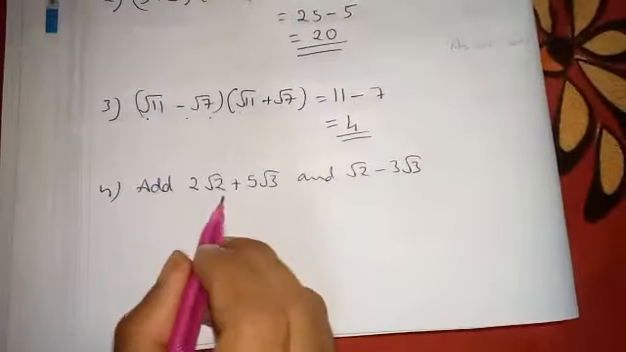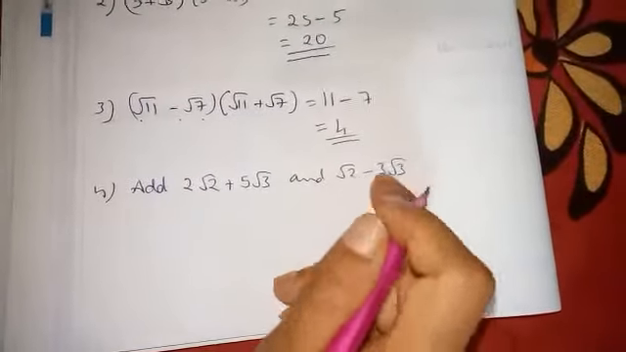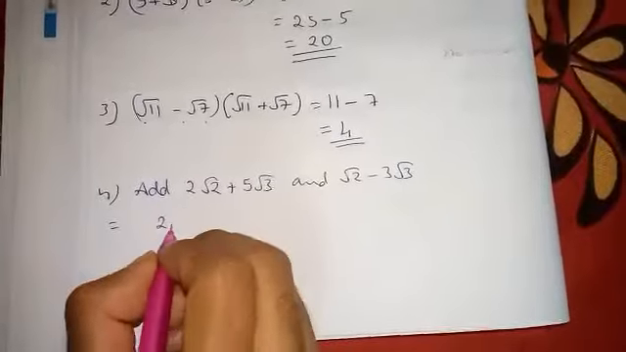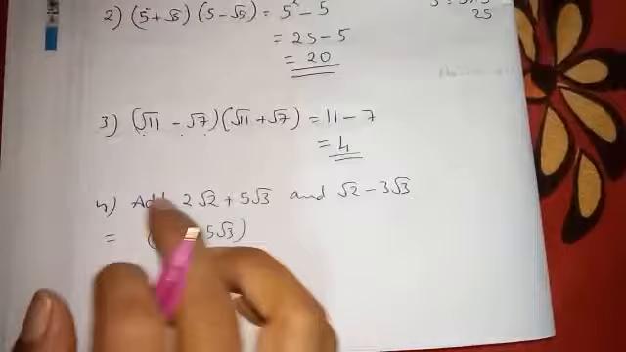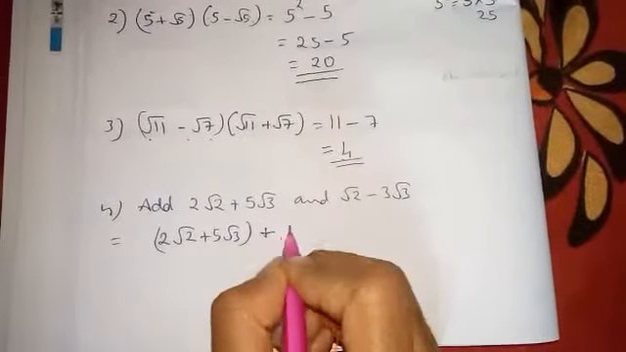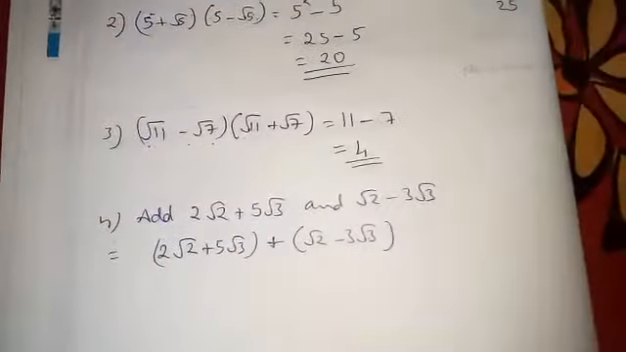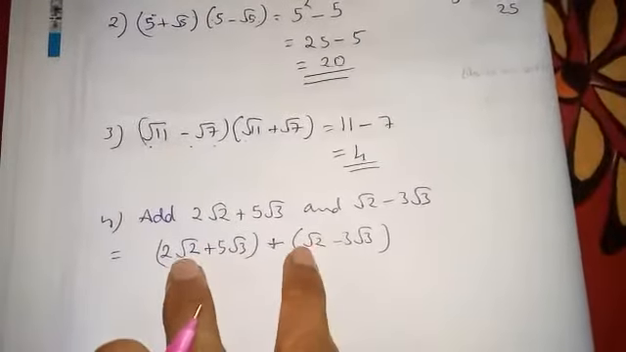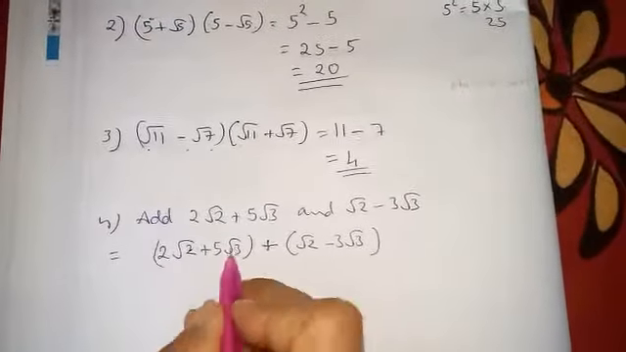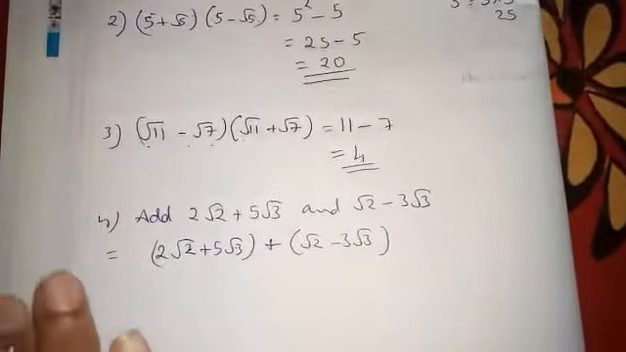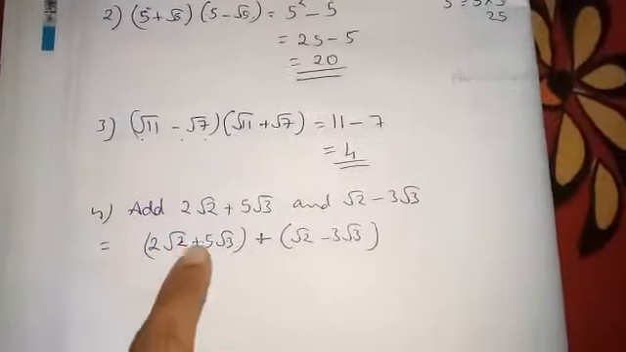Next question, add 2 root 2 plus 5 root 3 and root 2 minus 3 root 3. We first will write this 2 root 2 plus 5 root 3, in a bracket, put the addition symbol, then root 2 minus 3 root 3. Now when you want to add, you have to see the same square roots. We cannot add this because of different square roots. Root 2 and root 3 cannot add. So while you are adding, you should have the same square roots.